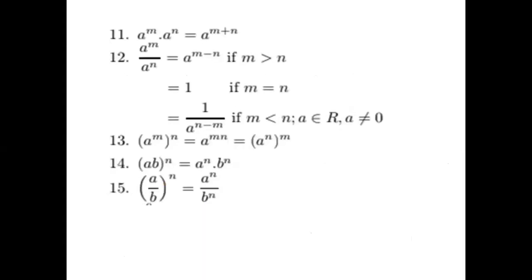Right? Okay, next formula. A raised to m into a raised to n. A is the base, which is common, so we add the indices. So here m plus n happens. Addition happens.